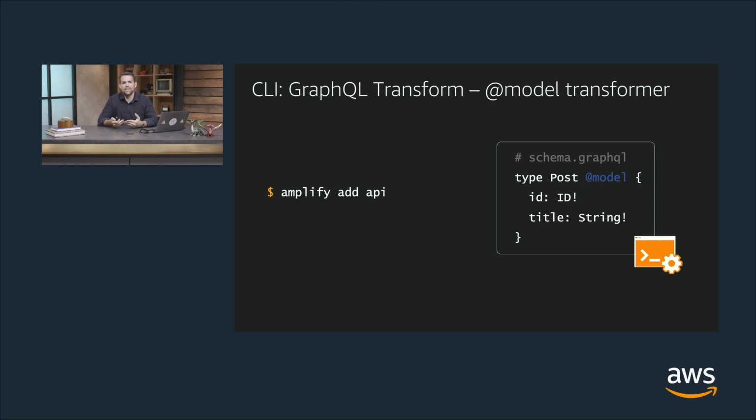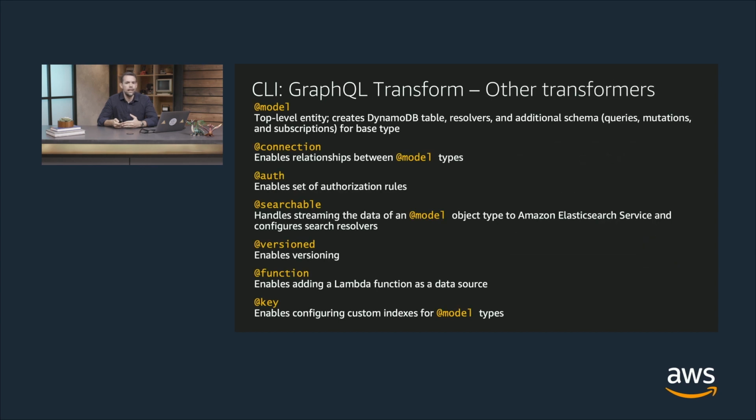Let's imagine I have a specific GraphQL type for my data in a blog post application, for example. I just need to add the API category using the Amplify CLI and add the type definition I need for my app. The transform uses directives that you can associate with types or fields in the GraphQL schema. Each directive can do different things. @model creates and configures DynamoDB backends. @connection allows you to create relations between DynamoDB tables.